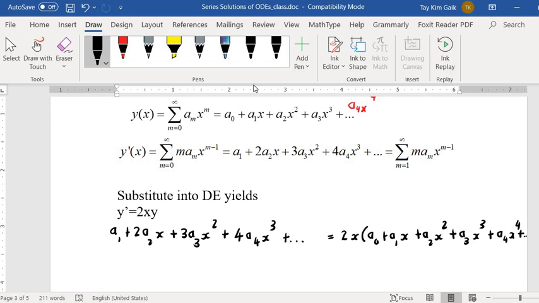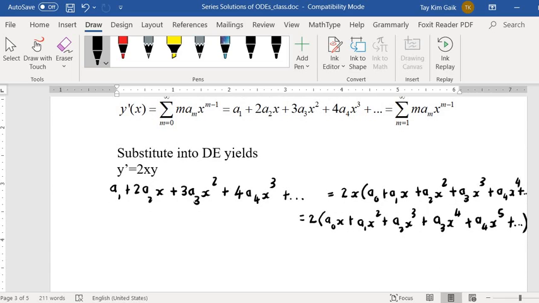Okay, and then the right hand side we may expand it. Let's say we put it here, 2 times a naught x plus a1 x squared plus a2 x cubed plus a3 x power 4 plus a4 x power 5. Then you can compare the same terms, the same power of term.